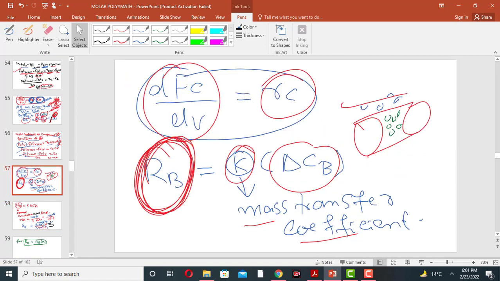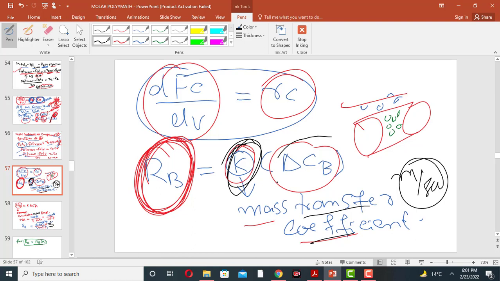So this is the mass transfer coefficient. The unit is meter per second. Its unit changes on the basis of the driving force. The driving force can be a partial pressure difference, or it can be a concentration gradient.